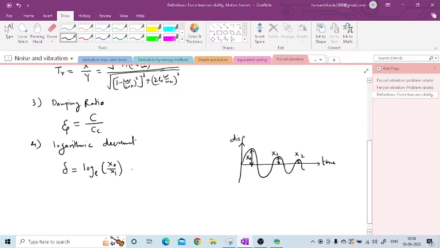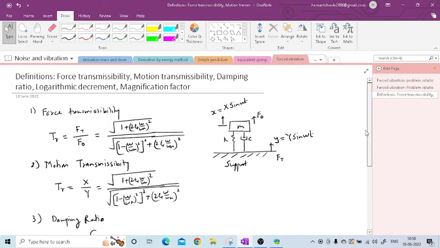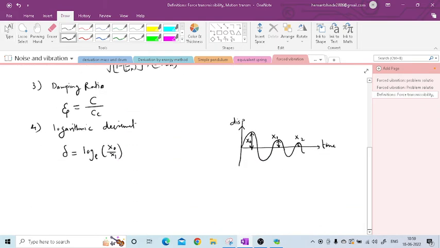Again I will repeat the definition. It is defined as the natural logarithm of the ratio of two successive amplitudes on the same side is the definition of logarithmic decrement. Okay, now we'll see the last term. The last term is magnification factor. So the fifth one is magnification factor.